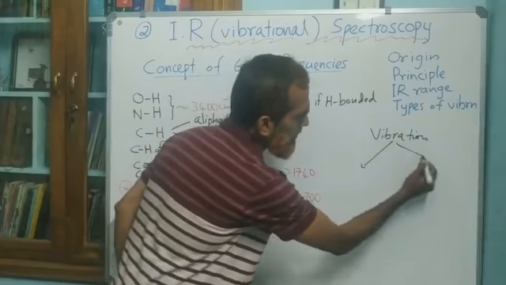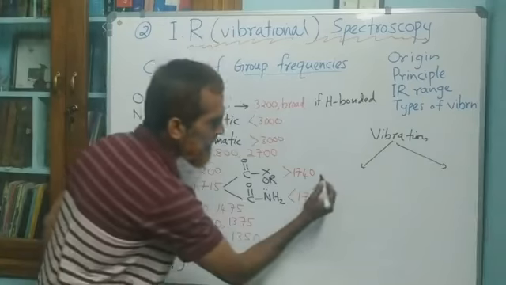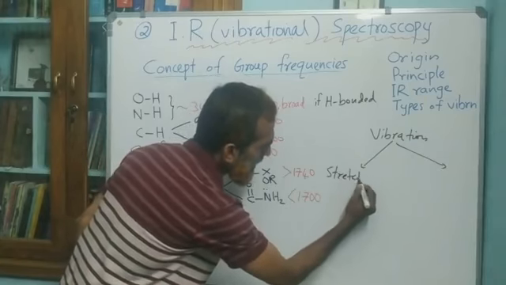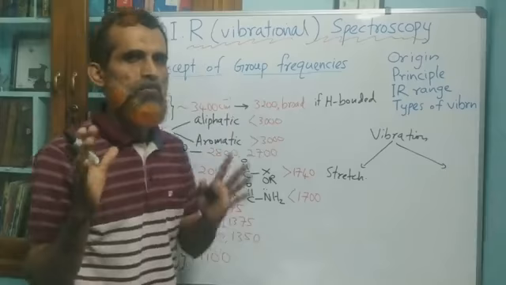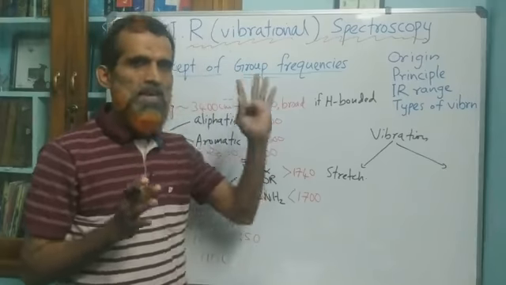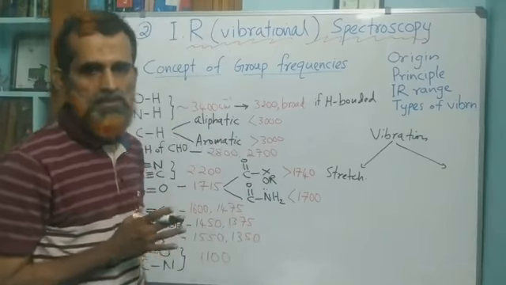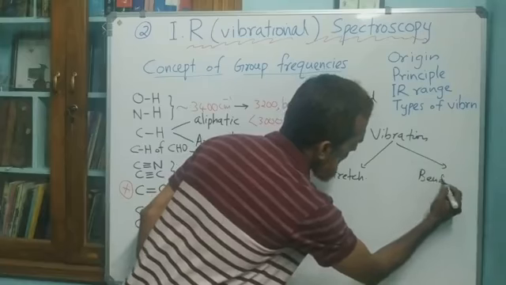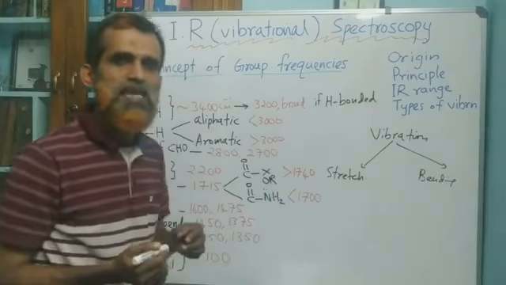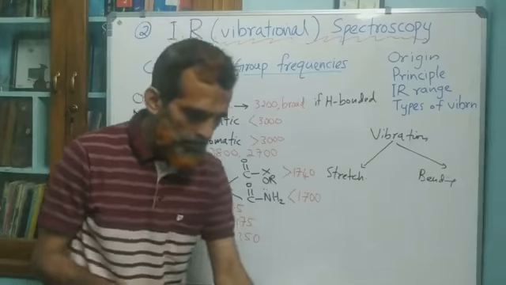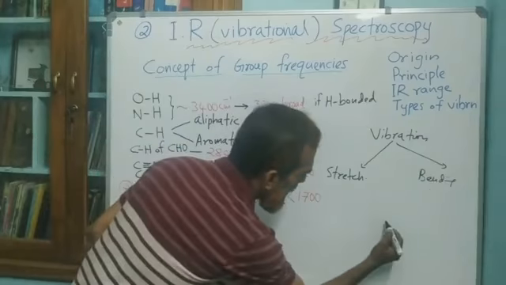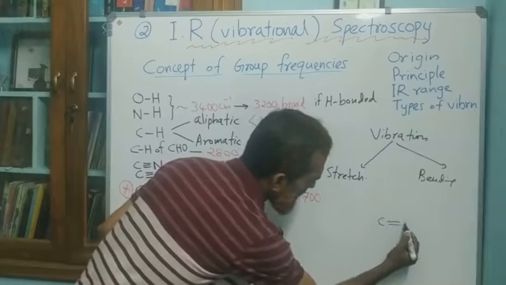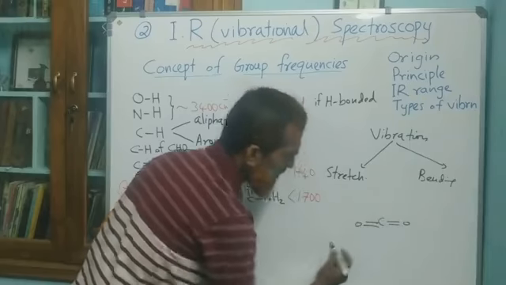What is that? If you remember, one is called stretching vibration. You are supposed to revise your 5th semester theory of IR for understanding this discussion. Stretching, and the other is bending vibration. Vibrations are two types, stretching and bending. What is the difference? Let us take, for example, carbon dioxide molecule. Okay, CO2, you know, it's a linear molecule.